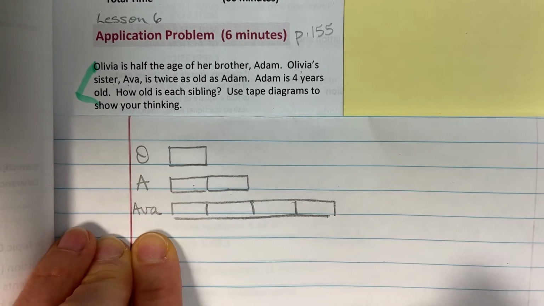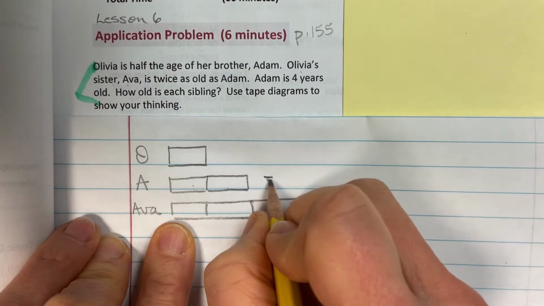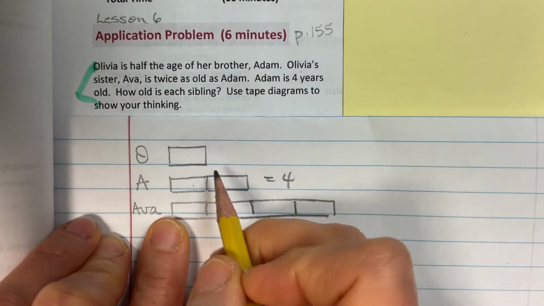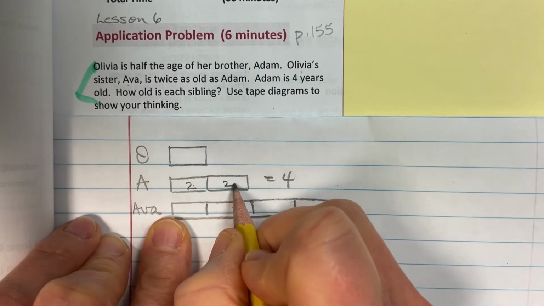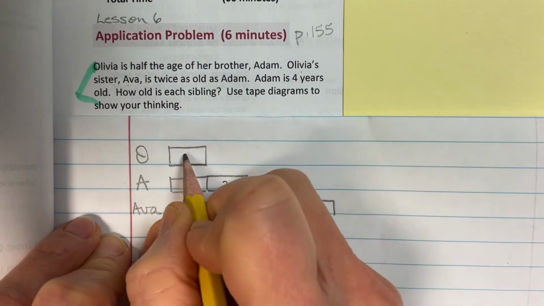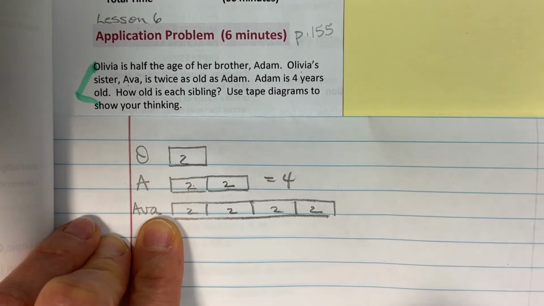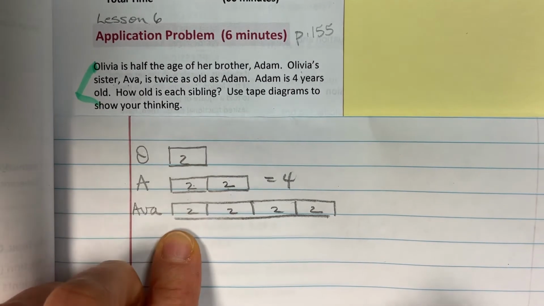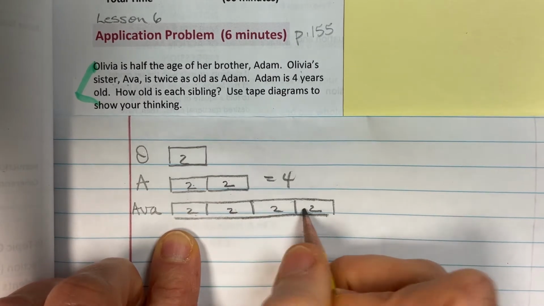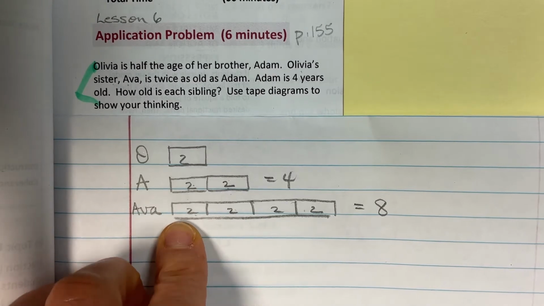Okay, now it tells us Adam is 4 years old. So if Adam is 4, what goes in each box? Well, obviously 2. So if 2 goes in those boxes, 2 goes in all the boxes. So then if it says how old is each sibling, we can see that Olivia is 2 and Ava is 2, 4, 6, 8. Ava is 8. All right, and that's all there is to it, to the application problem.